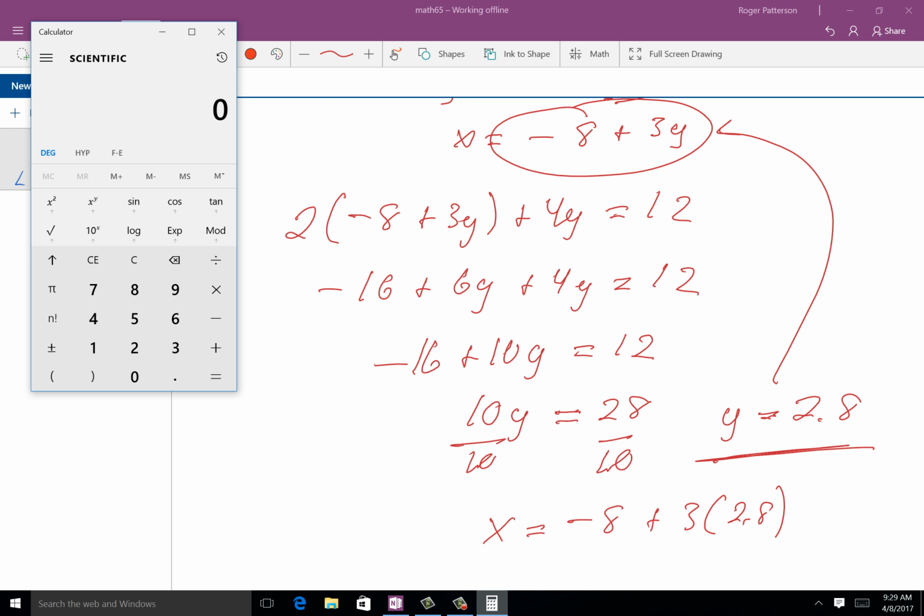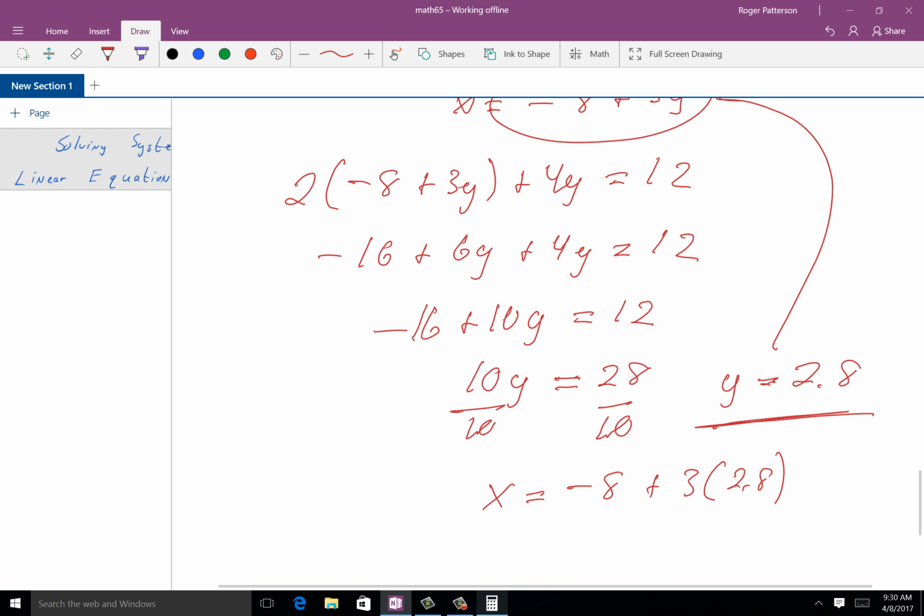Junk out of here. So I think I gotta go 8 negative. Nope. Clear. Negative 8. No. Oh, there it is. Clear. 8 negative plus 3 times 2.8 equals 0.4. I got it. So my answer is 0.4, 2.8.